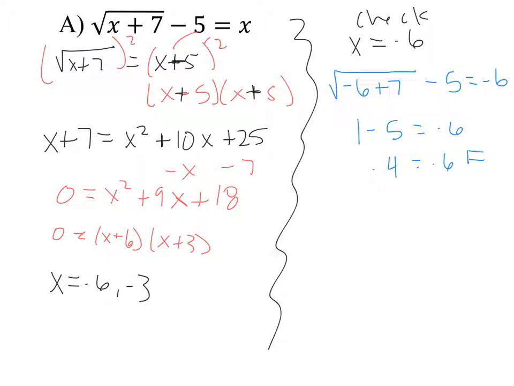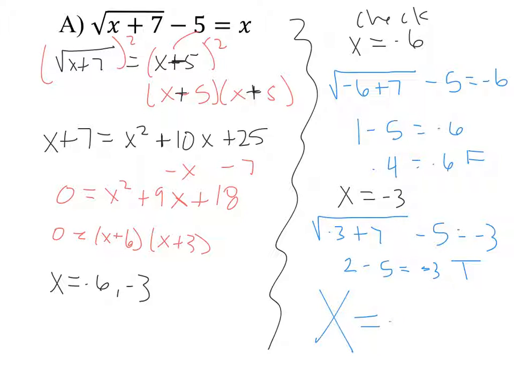So that answer will not work. Now I'm going to check to see if x is equal to negative 3. If I check negative 3, I have the square root of negative 3 plus 7 minus 5 is equal to negative 3. Negative 3 plus 7 is 4. Square root of 4 is 2. 2 minus 5 is equal to negative 3. That is true. So since that is true, my only answer is x is equal to negative 3.